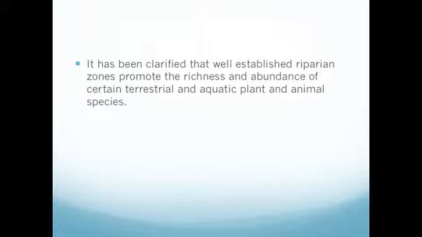It has been clarified that well-established riparian zones promote the richness and abundance of certain terrestrial and aquatic plant and animal species. Nearly two-thirds of all of Canada's endangered species depend on riparian zones for at least a portion of their life.